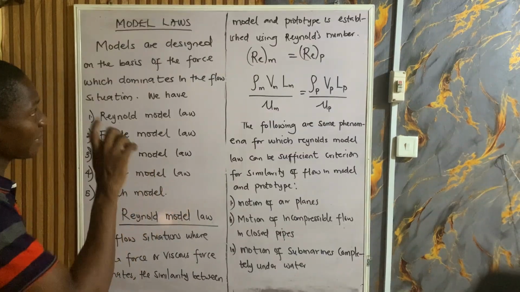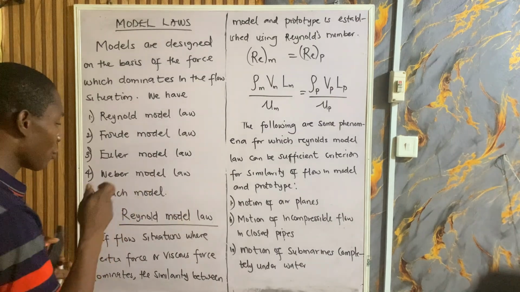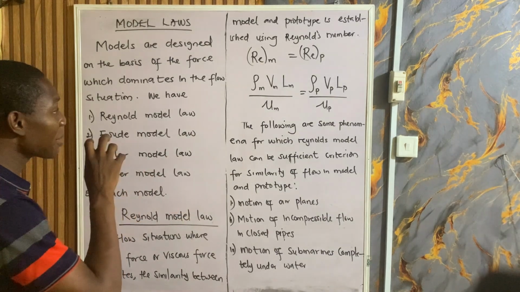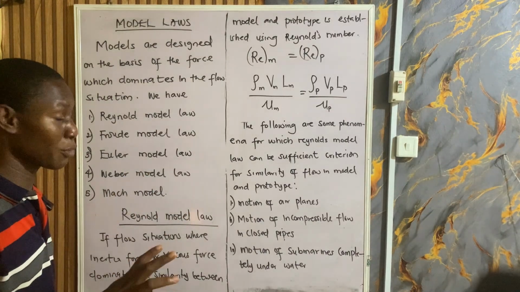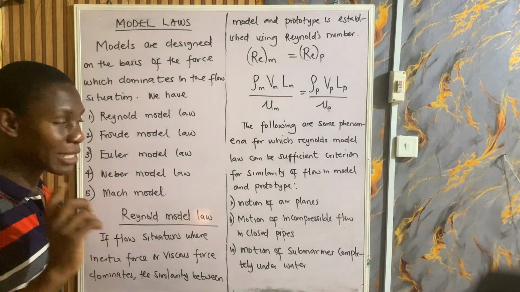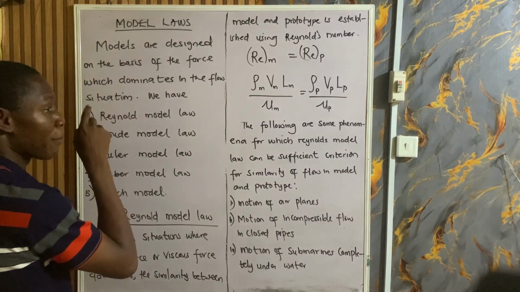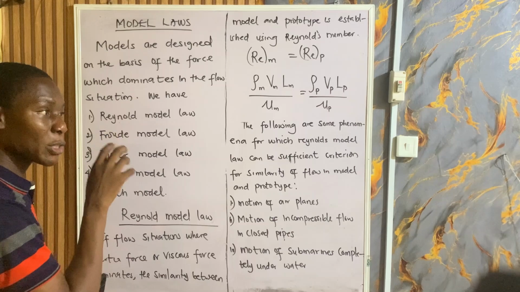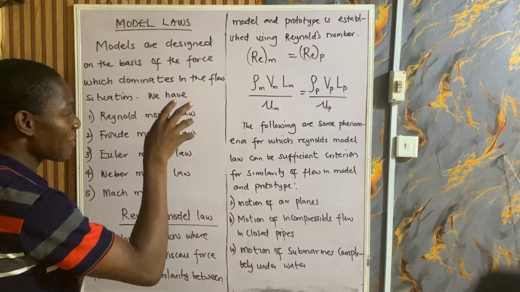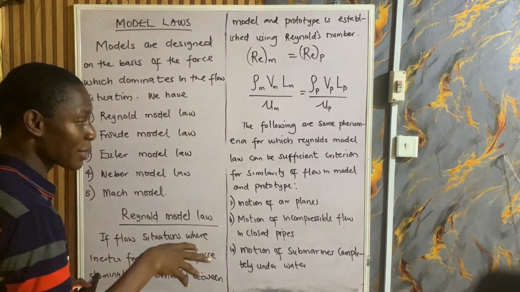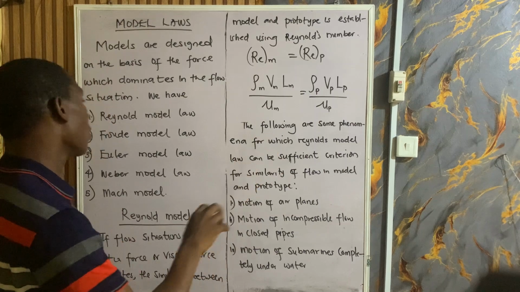In our third type of similarity, which is dynamic similarity, we establish that we have dynamic similarity between model and prototype if the corresponding forces at corresponding points in the model and prototype are actually equal. This simply means that the viscous force in the prototype is equal to the viscous force in the model, the gravity force in the prototype is equal to the gravity force in the model, and the inertial force in the prototype is equal to the inertial force in the model. All types of forces will be equal. That's what we're trying to say.